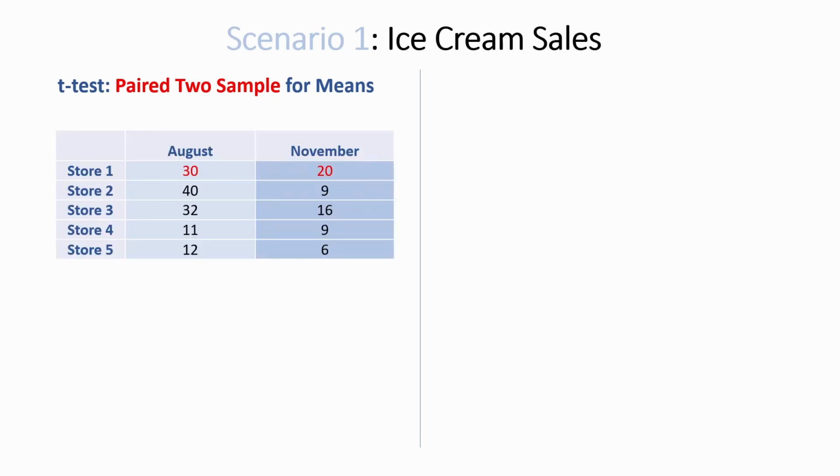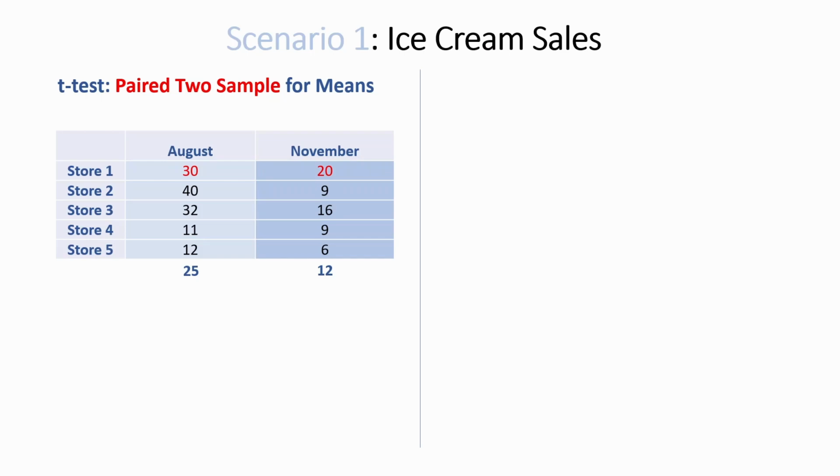So this is a hypothetical data set, namely I randomly generated this data set for the purpose of this tutorial. Namely, this is not a real data set. In this data set, we measure the ice cream sales from 5 stores in 2 different months, August versus November. So there are 2 columns of data here. We can calculate the sample mean for the first column, which is 25, and the mean for the second column, which is 12.